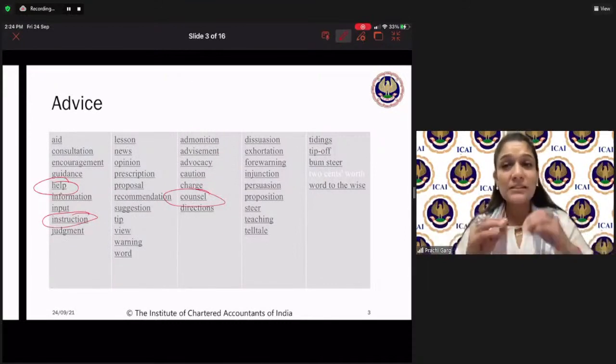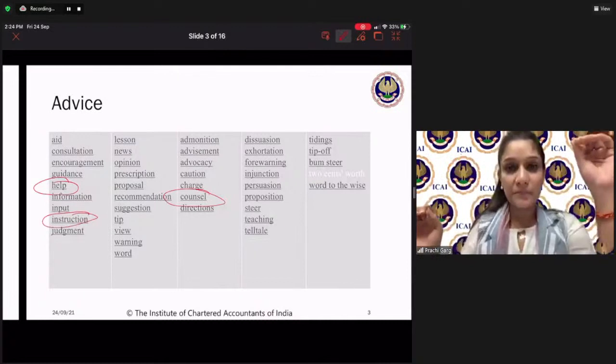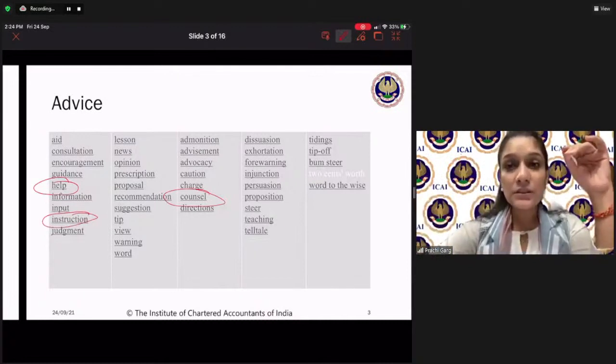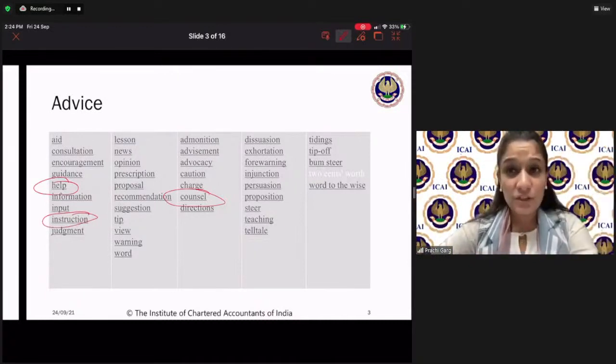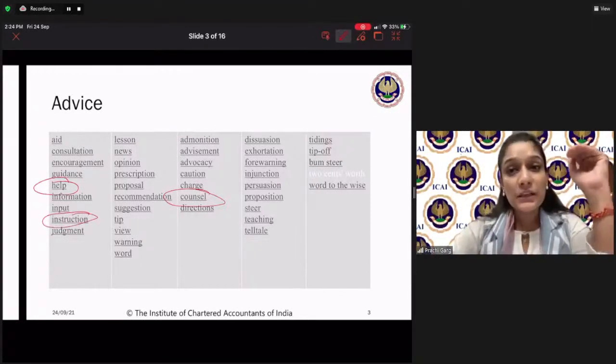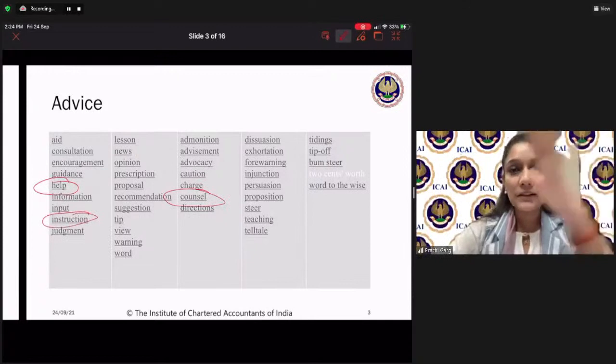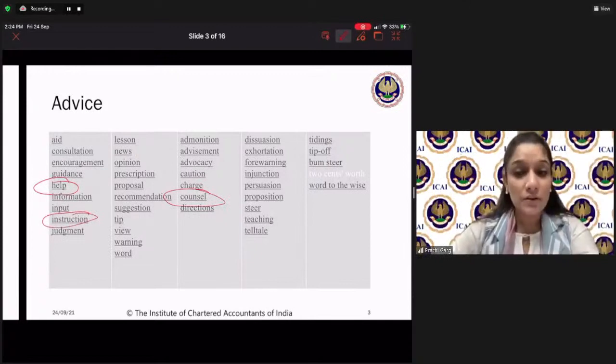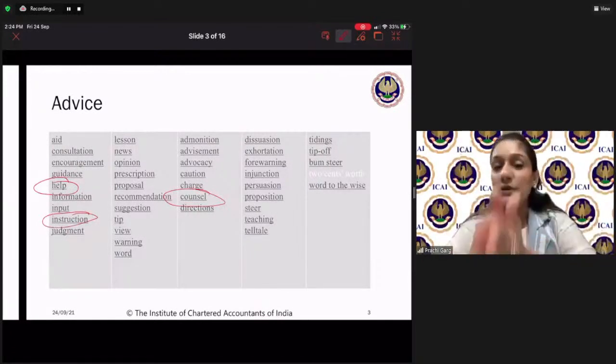Yet, there is a very slight difference, right? Now, counsel is professional advice. Instruction is when you give somebody detailed information on how to do something, and help is to make something easier for somebody by telling them how to do it. So if you see, all the words have a slight difference. So this is what synonyms is about. Synonyms says that no word can mean exact same to each other.